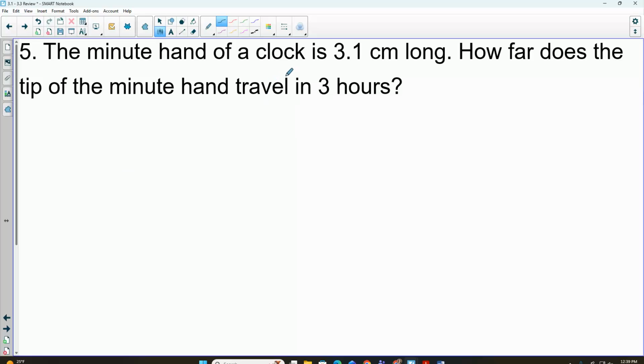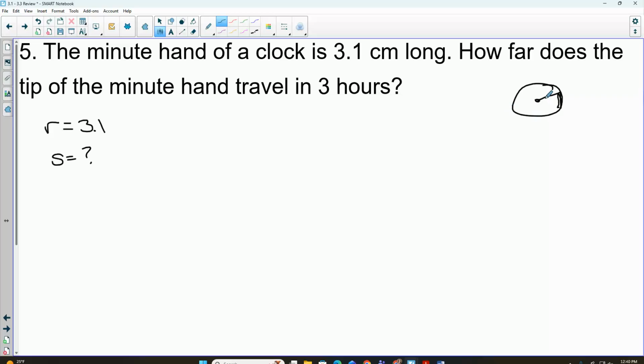You have to know what you're using and how to use it. So if I said the minute hand of a clock is 3.1 centimeters long, what does that number mean? The radius. So I'm going to write down R equals 3.1. How far does the tip of the minute hand travel? So if I'm asking how far it's traveling, what am I looking for? The arc length. What variable do we use for arc length? In 3 hours. Okay, the 3 hours itself isn't anything I need, but it's giving me the information to find what I need.